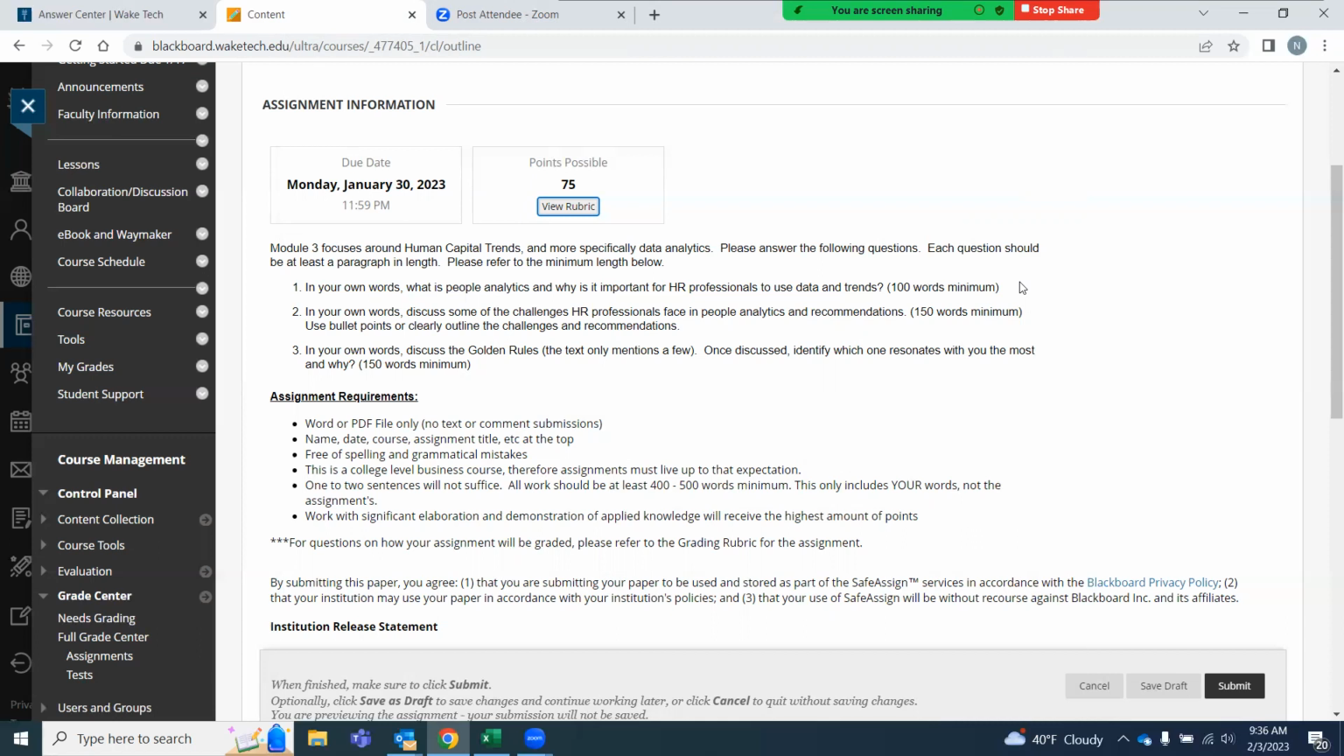So in your own words, again, discuss what the golden rules are. So the golden rules, we're not talking about the golden rules in life. We're talking about the golden rules found in the textbook, on page 66, but it might be the best practices in people analytics section in Waymaker. And so there were 10 golden rules that Patrick Coolin discussed.